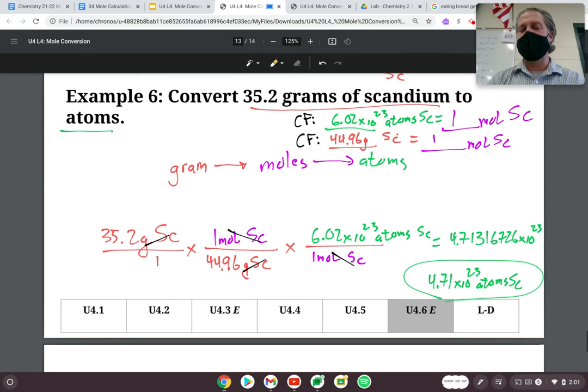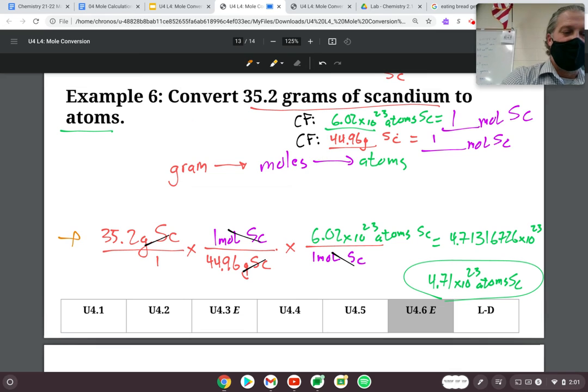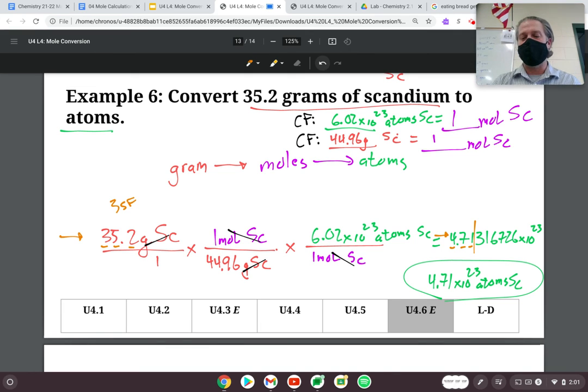Multiply straight across and divide. Get an answer. And I needed to do sig figs yet. So this would be 1, 2, 3 sig figs. So I'm going to draw my arrow and count 1, 2, 3. That 3 does not round the 1 up, so my answer has to be 4.71 times 10 to the 23rd atoms of scandium.